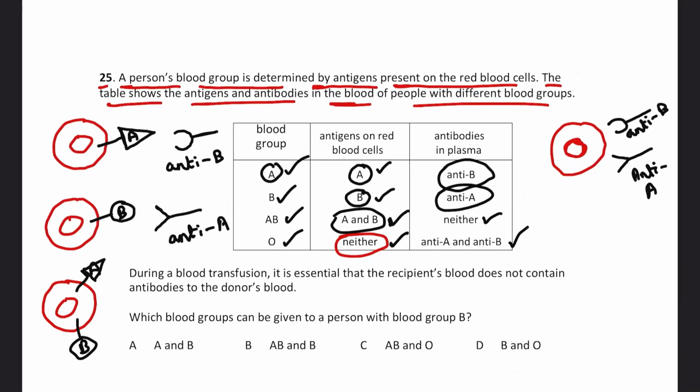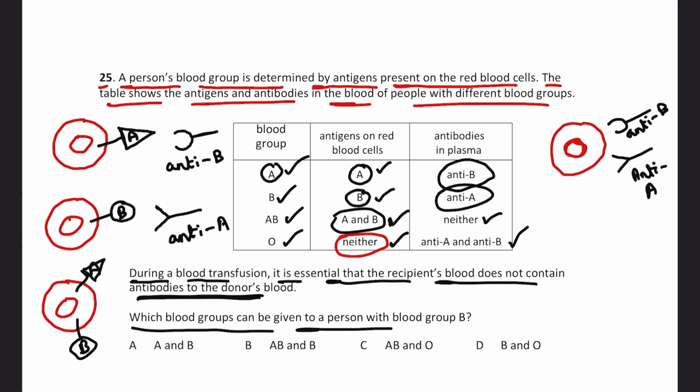They are saying that during a blood transfusion, it is essential that the recipient's blood does not contain antibodies to the donor's blood. What are they saying? That during transfusion of blood, it is necessary that the recipient which is receiving the blood does not contain any antibody against the donor blood. Which blood groups can be given to a person with blood group B?